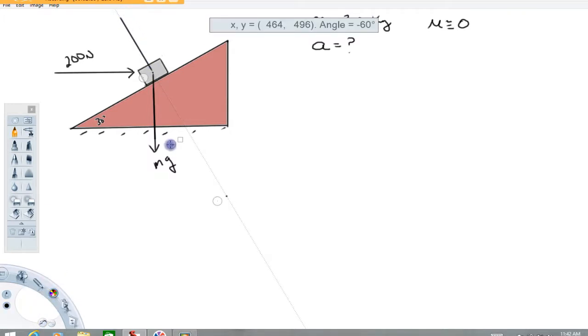Now, hopefully you've seen my videos on free bodies. These force vectors have what's called a line of action. Whether I put the normal here or down here doesn't matter. You can put that normal vector anywhere along this line. For that matter, the mg can go anywhere along its line and so forth.